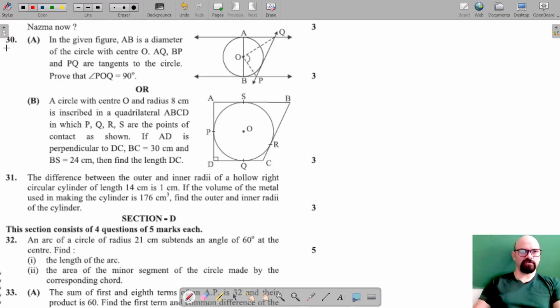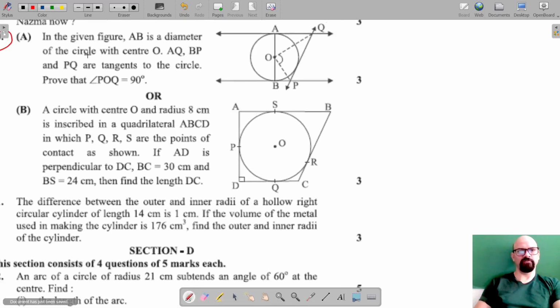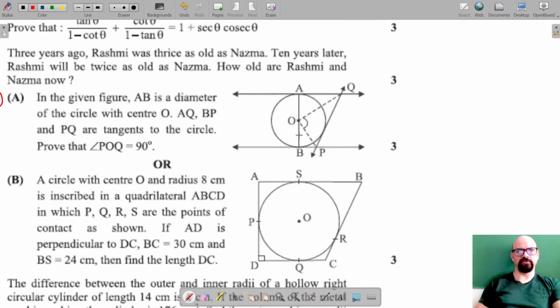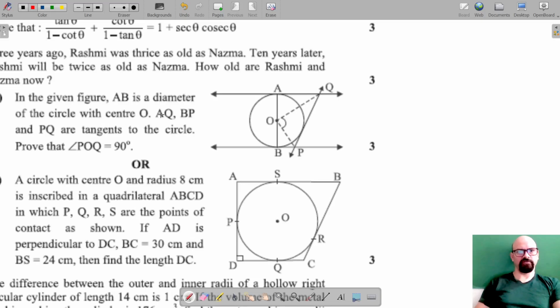Okay, for the next question, that is question number 30. We are going to solve both the parts, and for part A, it's given that in the given figure, AB is a diameter. So this is the figure where AB is the diameter of the circle with center O. So we are going to solve part A.